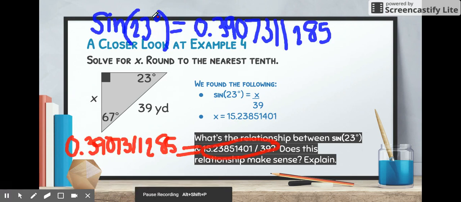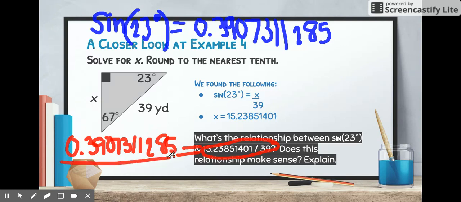After typing sine of 23 degrees in the calculator and also 15.23851401 divided by 39, I find that they both simplify to the same number, 0.390731125. And so the question is, why does that matter? Why does it make sense?